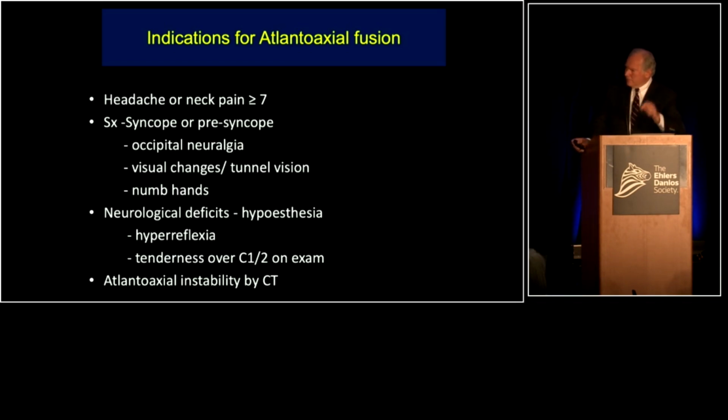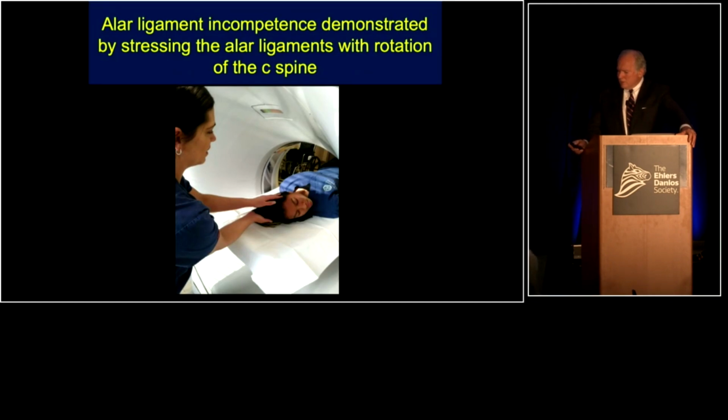Now on exam, if you stick them with a needle, they'll feel the sharpness, but there's no pain. So there's that hypoesthesia that's throughout the body. And the reflexes are very brisk, and there's tenderness over C1 and instability by CT. And we get the CT exam.